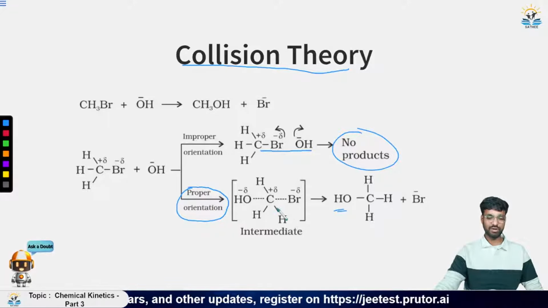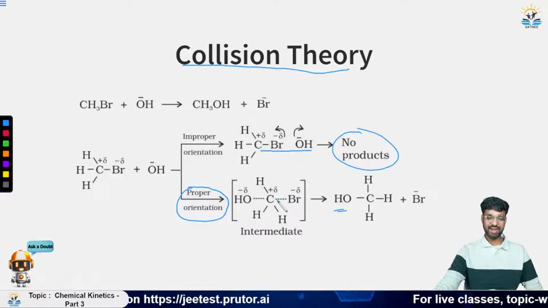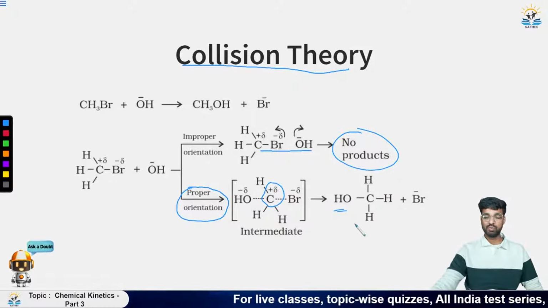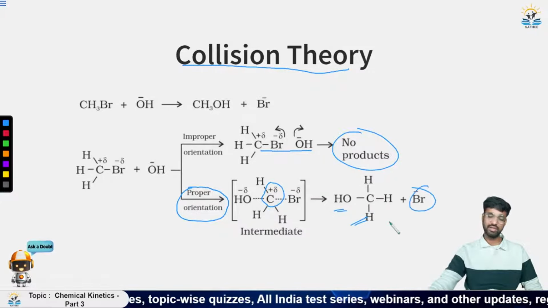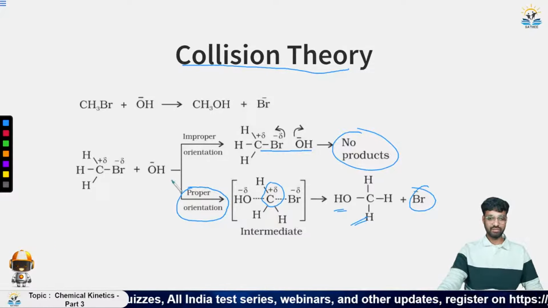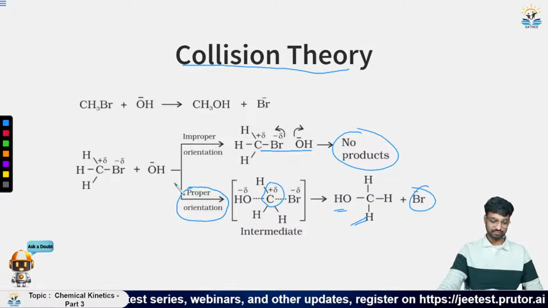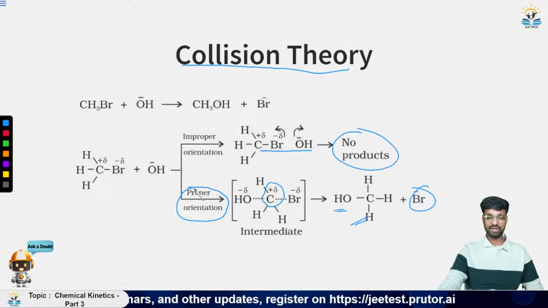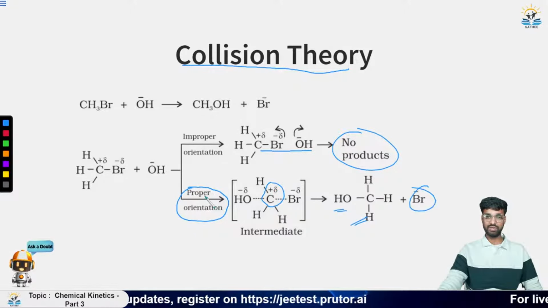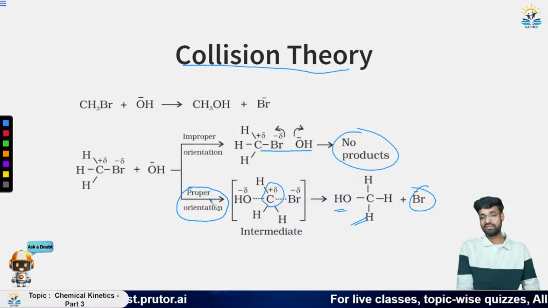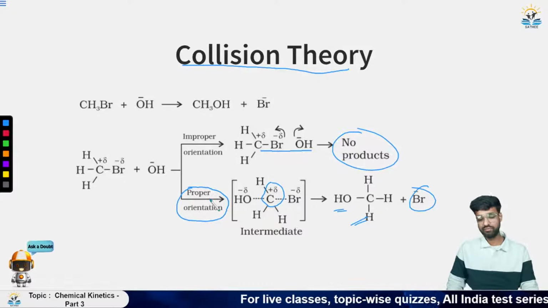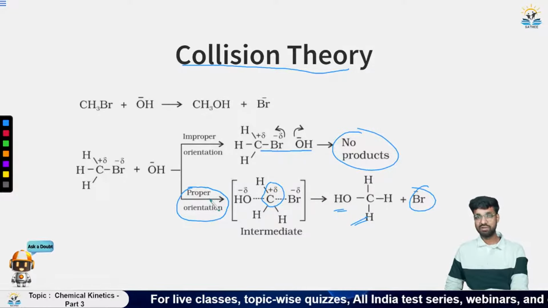Now if you take a proper orientation such that this OH minus attacks and interacts with this carbon, which has a delta positive sign, then only will we get the required product, that is methanol. So this is a very simplified version of collision theory using the electrostatic principle. Many more factors are there, like the orientation of orbitals, but we will not go into that. We will just see a glimpse of this collision theory.